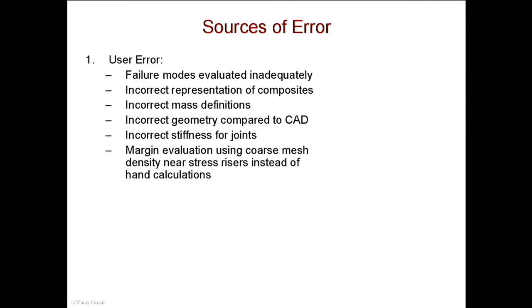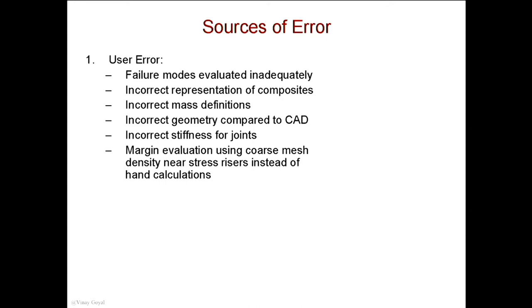Other errors I've seen, from a paper I wrote, which I'll email to you if you're interested: failure modes are not evaluated adequately. So if you're looking at, for example, a brittle material, I'd rather you look at max principal stress, because max principal is a better failure criterion for brittle materials. For metals, you may want to use von Mises, but also check max principal, and so forth.